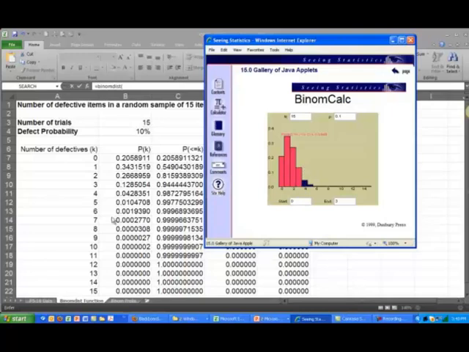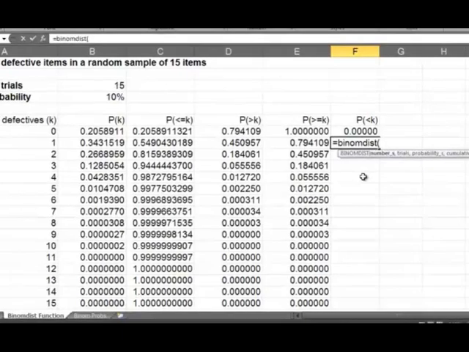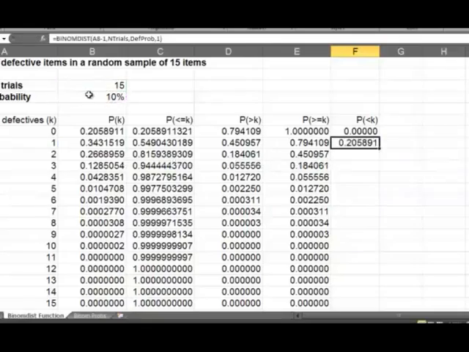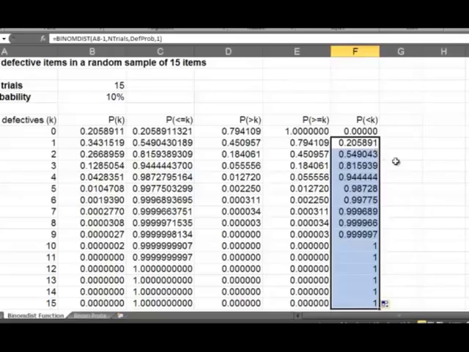So for being less than 4, I need to start at 4 minus 1. So that's going to be true in this case. I'm going to have to say equals binomial dist of k minus 1. So whatever my k value is, subtract 1 from it. And then again, I have n, comma, p, comma, 1. And as we saw, we should get, for the probability of being less than 1, exactly equal to the probability of being 0, because 0 is the only case that's less than 1. And then I can copy this formula down once again.